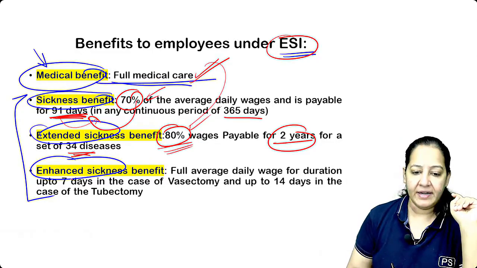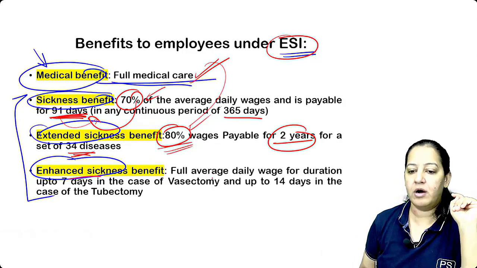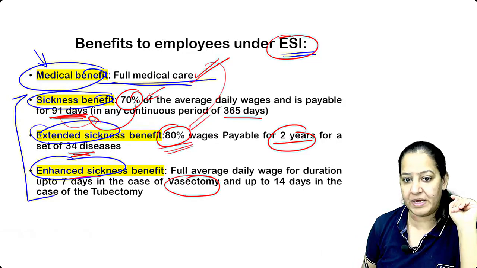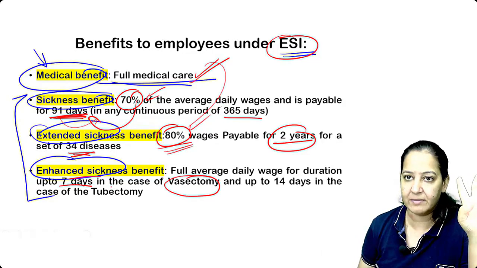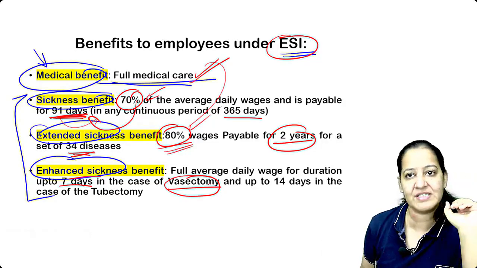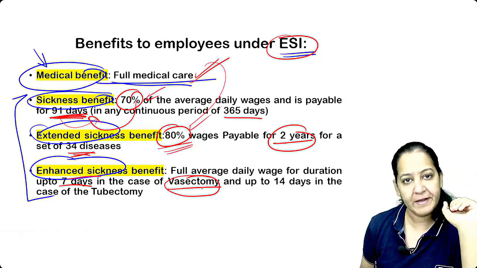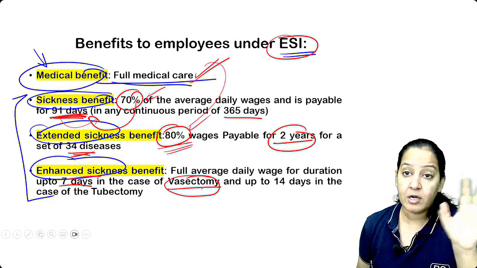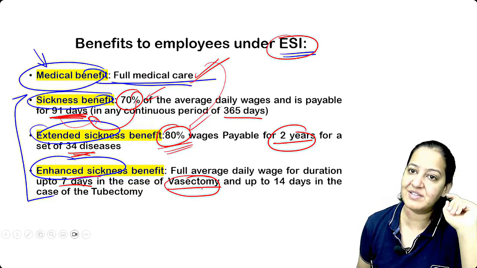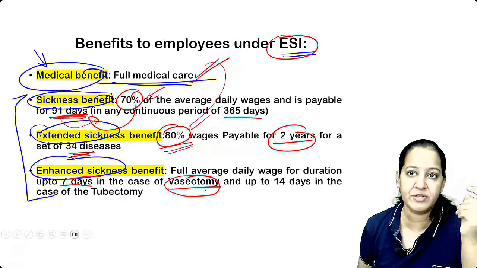Okay. And enhanced sickness benefit. Now, if some male is doing vasectomy, up to 7 days full wages is given. The person after vasectomy takes rest for 7 days. Don't come to the factory. Take rest for 7 days at your home only. None of the wages will be reduced. You will get 100% wages. But for more than 7 days, we will do the deduction.